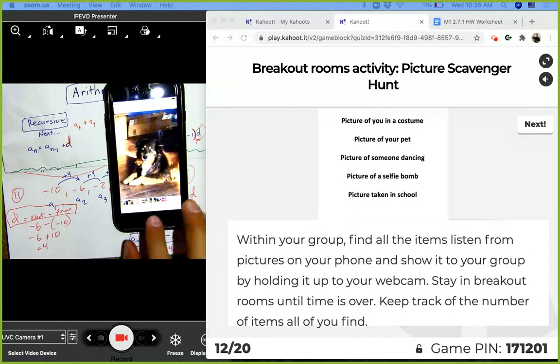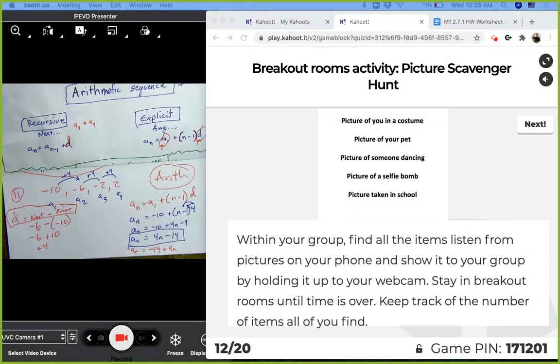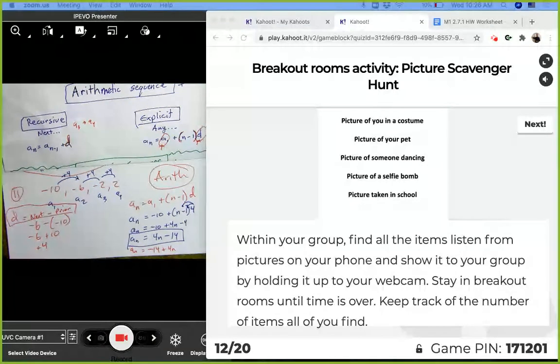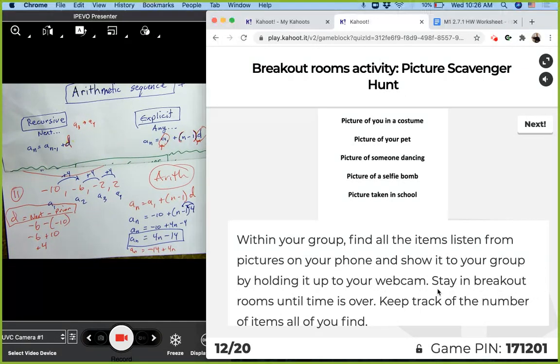Now, if I show a picture of my dog, I get 1 point for the team. And in the next slide, you're going to say how many you got total from everybody in the team. So in your group, find all the items listed from the pictures on your phone and show it to your group by holding it to your webcam. Stay in the breakout rooms until the time is over. This is important. When I close the rooms, there's still 60 seconds. Stay till the time runs out. Keep track of the number of items all of you find. If you have 5 people, you can end up with 25 points.